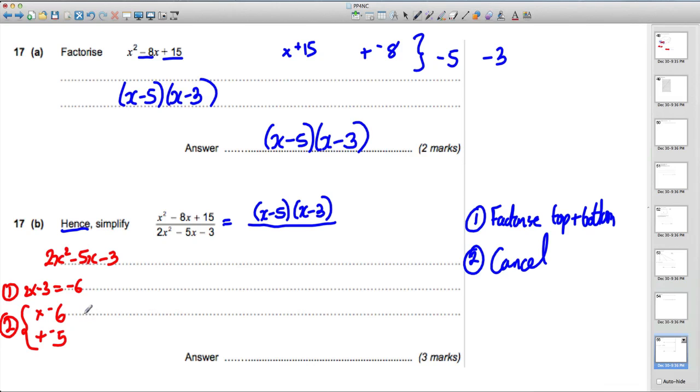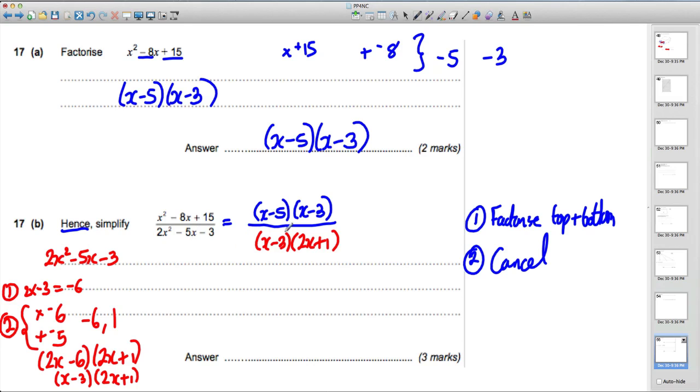Can we think of two numbers that multiply to negative 6 and add to negative 5? Well, negative 6 and positive 1 do that for us. So if we're trying to factorise this, we would write 2x subtract 6 and 2x plus 1, and we try and cancel where appropriate. This one can be cancelled to x subtract 3, 2x plus 1. So the bottom here factorises to x subtract 3, 2x plus 1.